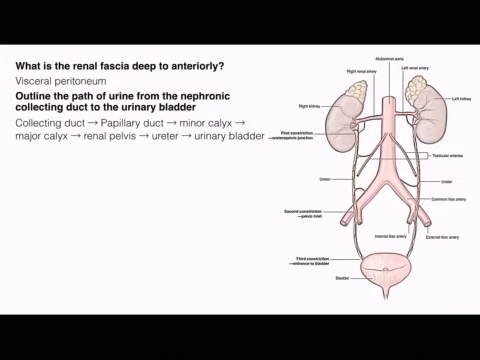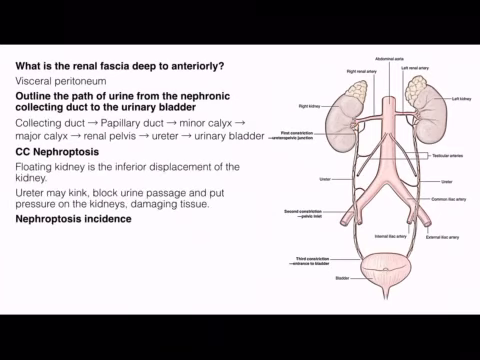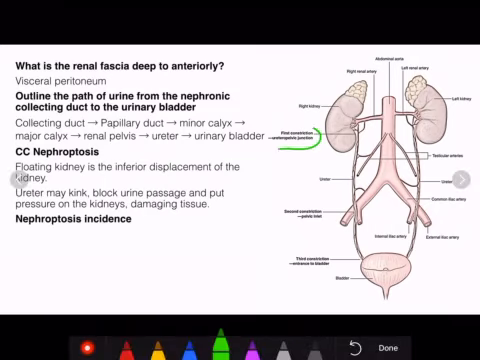Path of urine. So it's the collecting duct through the papillary duct, the calyces, the renal pelvis and ureter, closely followed by the urinary bladder. You've got your obvious nephroptosis, floating kidney. The ureter can kink, which may block urine passage and put pressure on the kidneys, damaging the tissue. Now there are 3 major sites of constriction: the ureteropelvic junction, the pelvic inlet, and the entrance to the bladder. So those are 3 good points to remember. Boom.